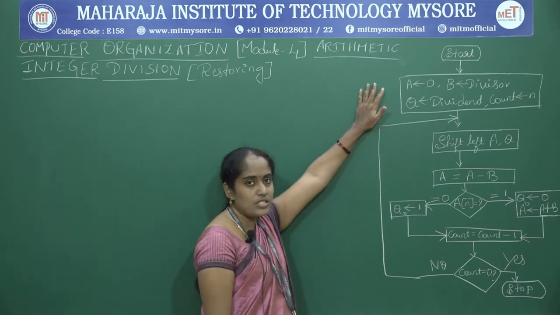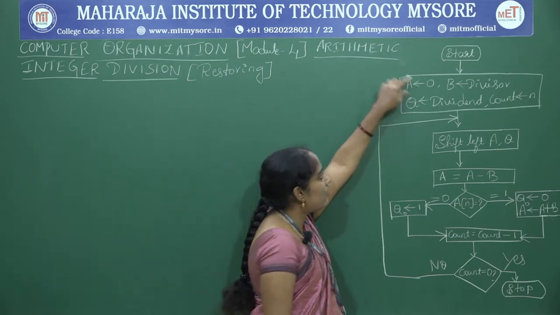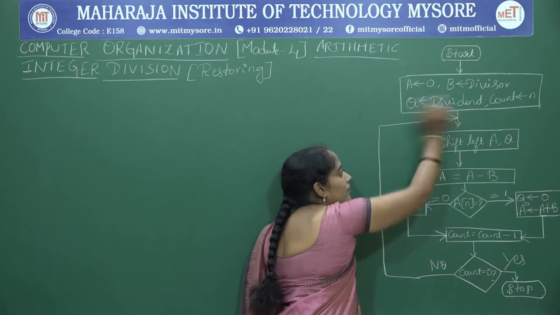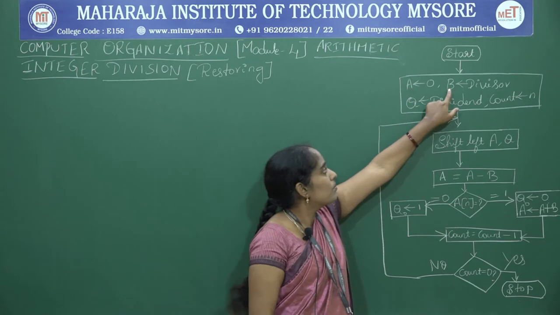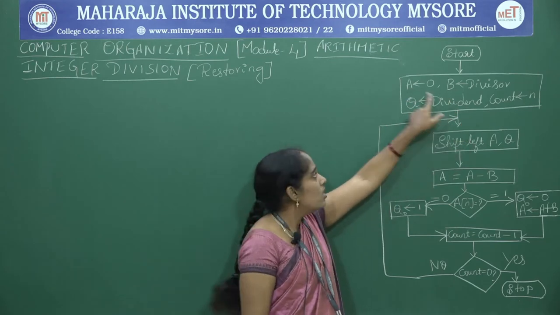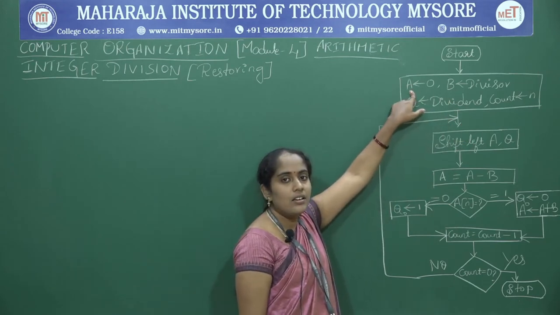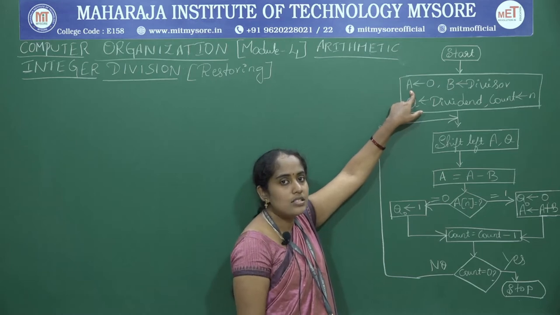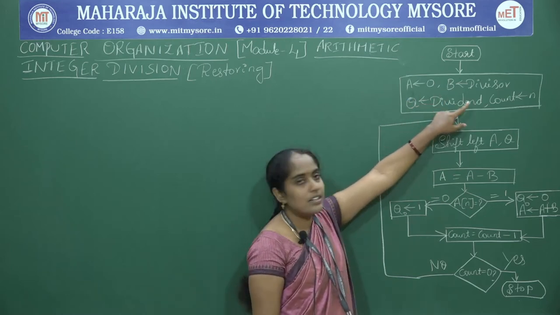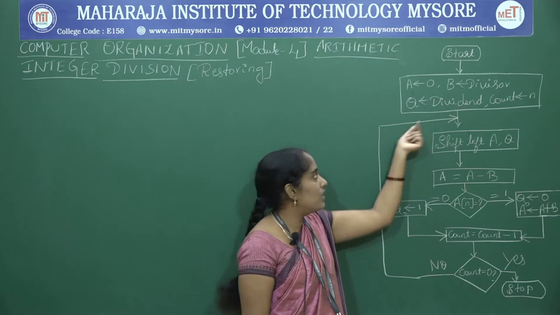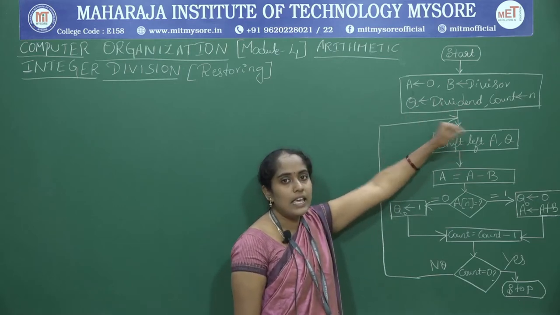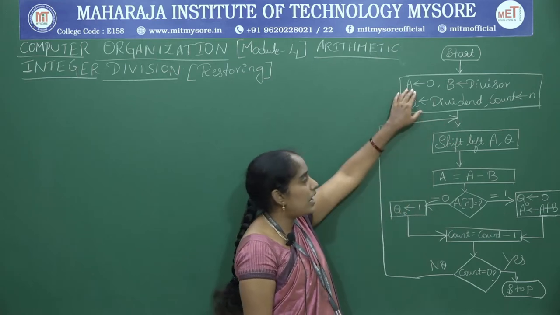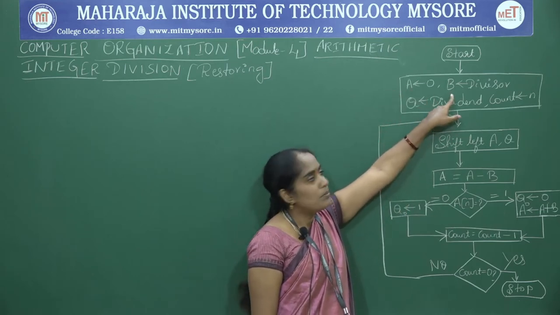So this is the flow chart for that. In that we have four important registers: A, B, Q and count. A will be initialized to 0. B will contain the divisor value, Q will contain the dividend value and count will contain the N value. Here A depends on the B value.